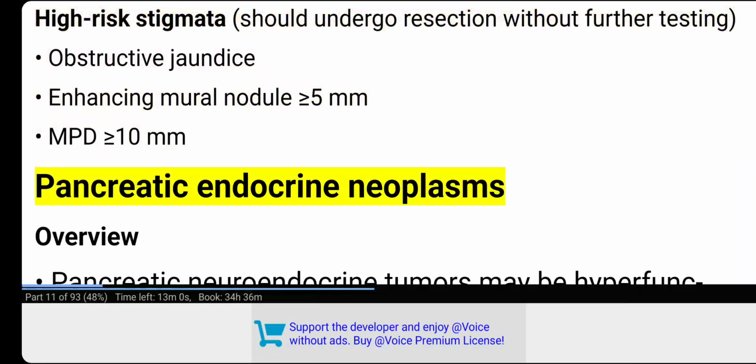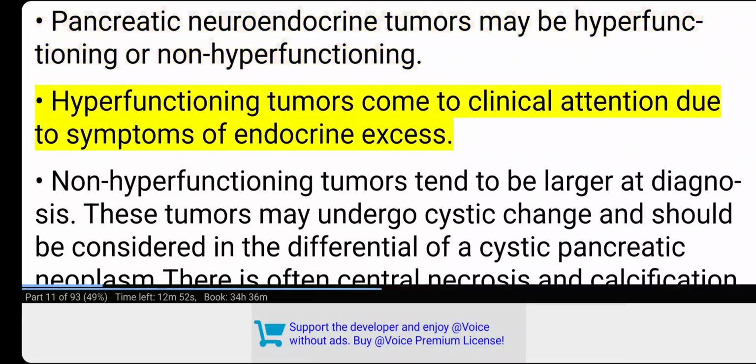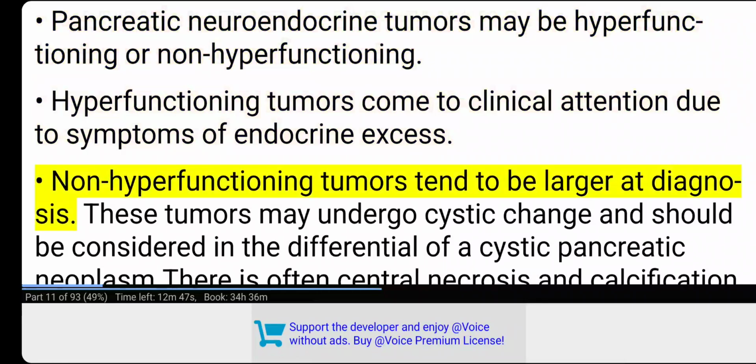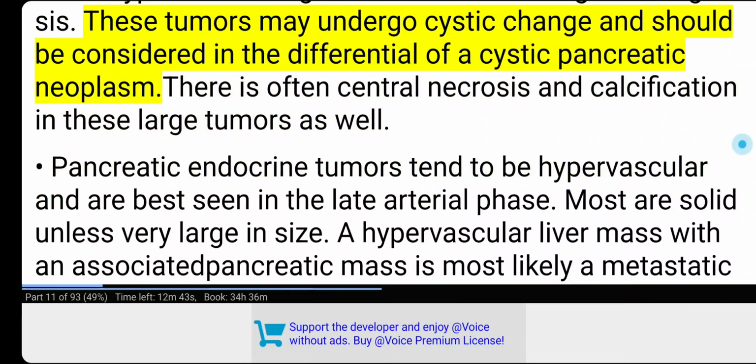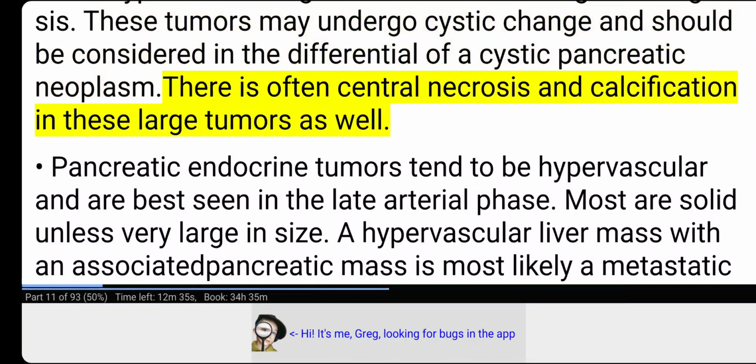Pancreatic endocrine neoplasms. Overview. Pancreatic neuroendocrine tumors may be hyperfunctioning or non-hyperfunctioning. Hyperfunctioning tumors come to clinical attention due to symptoms of endocrine excess. Non-hyperfunctioning tumors tend to be larger at diagnosis. These tumors may undergo cystic change and should be considered in the differential of a cystic pancreatic neoplasm. There is often central necrosis and calcification in these large tumors as well.